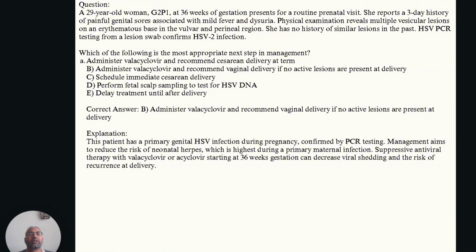So here the answer is we have to administer antiviral, which is valacyclovir, and we recommend vaginal delivery if there are no active lesions. Remember, this is kind of a trick question where you are thinking that maybe the best option is to do a cesarean delivery, but that is only when there are lesions present in the genital area, especially around the vagina and the vulva. And here he is asking what is the next action.